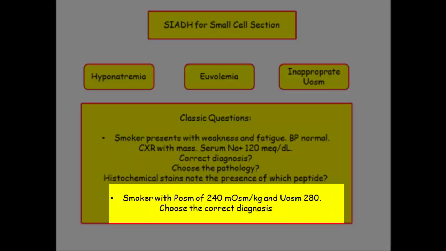The second scenario, we have a smoker with a p-osm of 240. They give the p-osm instead of a serum sodium. That's tricky. The serum sodium is essentially half of the p-osm, so the sodium would be 120. Once you make that connection, then they hit you with a urine osm. In a patient with a serum sodium of 120, the urine osm of 280 is not maximally dilute. So what's the diagnosis? This is SIADH.